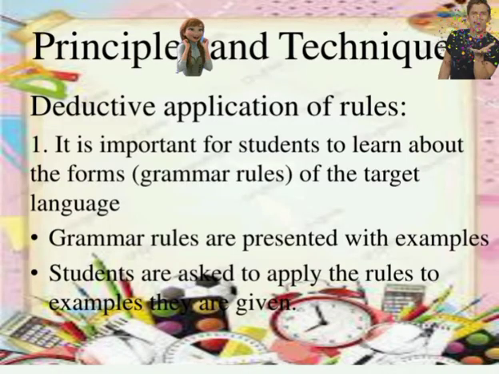Principle and technique: deductive application of rules. It is important for students to learn about the forms or grammar rules of the target language. Grammar rules are presented with examples. Students are asked to apply the rules through the examples that are given.